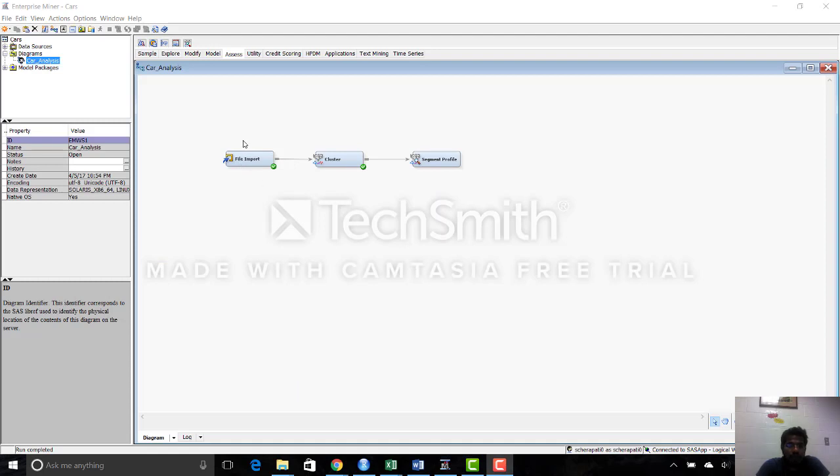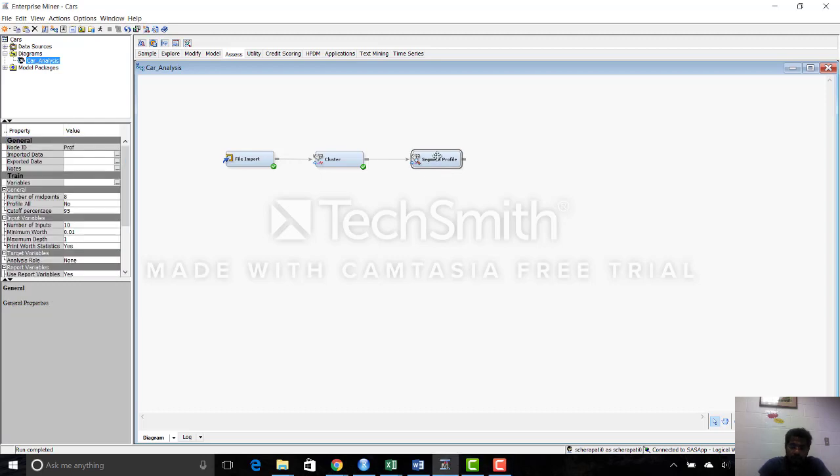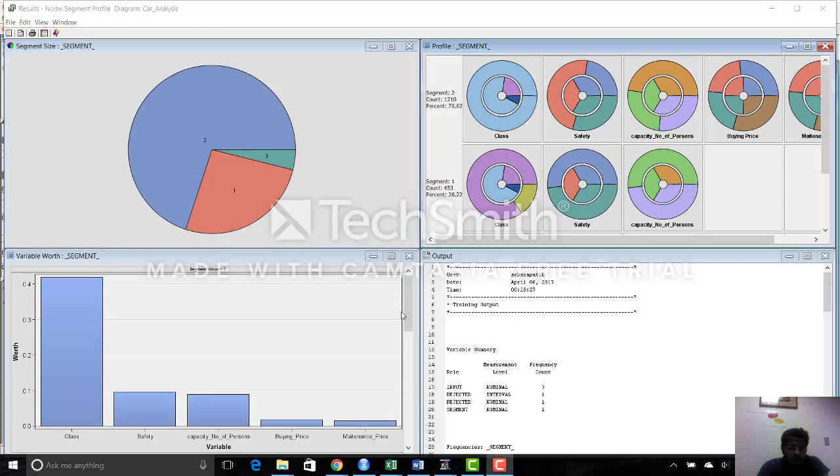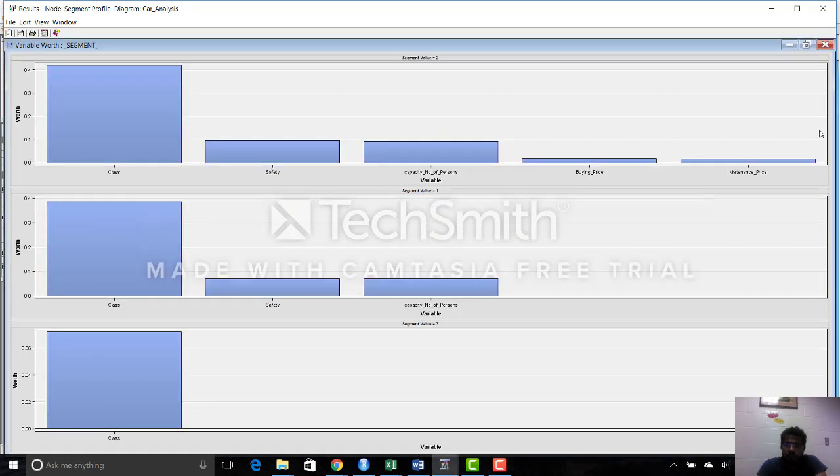Now I have selected the segment profile from the Assess tab. You can see it from over here. Let me click and run it. Now let's see the results. The segment profile gives us various statistics like variable worth and profile of the segment. Here you can see that the variable worth has been populated for all the 3 clusters that are available.